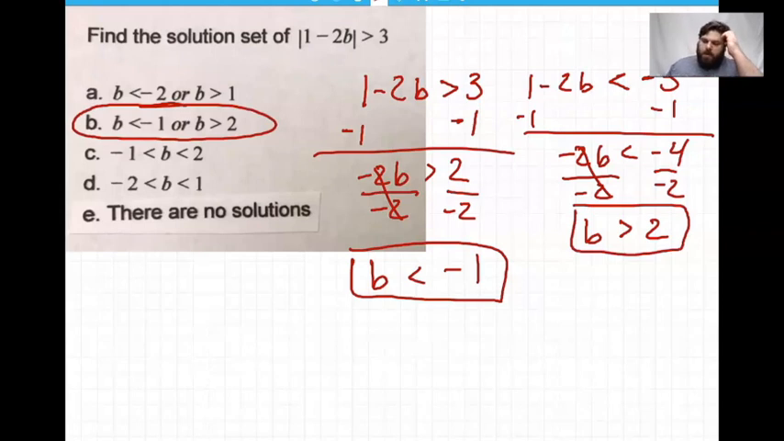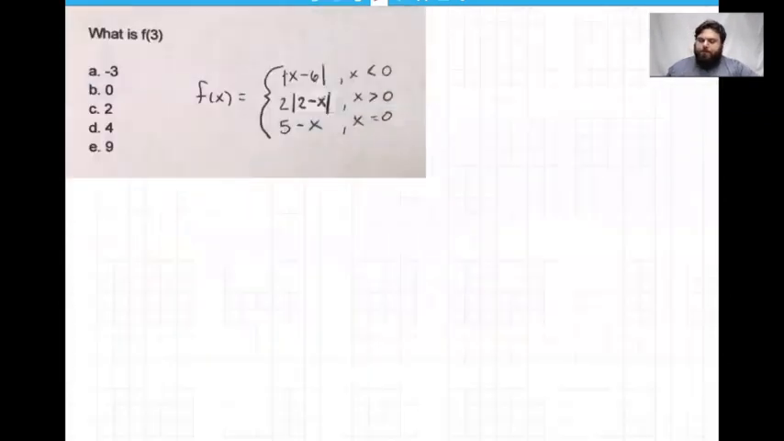Pretty straightforward. You could use your calculator on this, where you graph the left side and you graph the right side, and you find out when the left side is bigger. It would work. I think this one's much easier and faster if you can just do it by hand, but that would work.